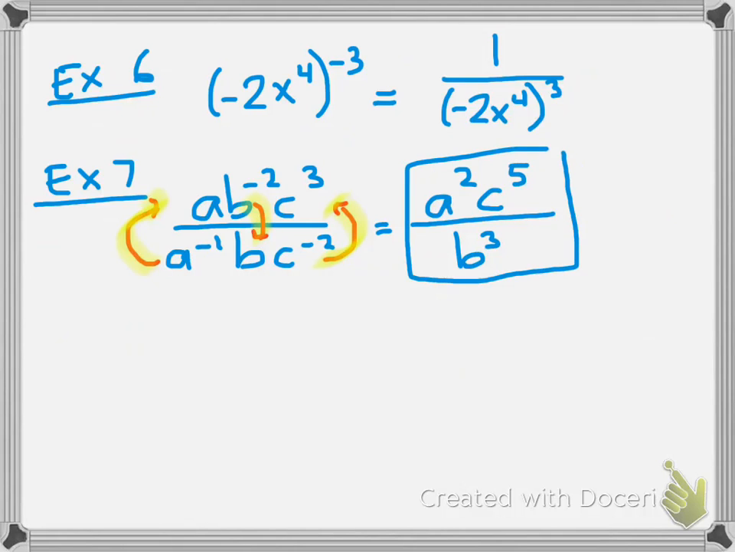Make sure you take a look at that. If it has a negative exponent and it's on the top, it goes to the bottom and becomes positive. If it's on the bottom, it goes to the top and becomes positive. It changes places because it's the reciprocal.